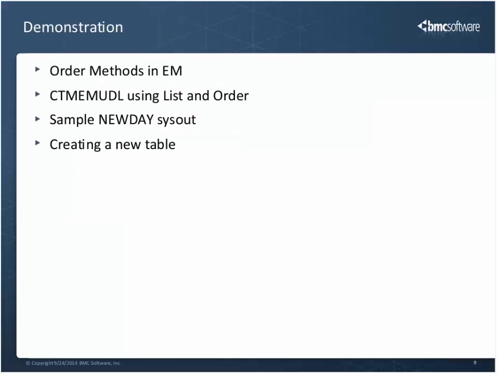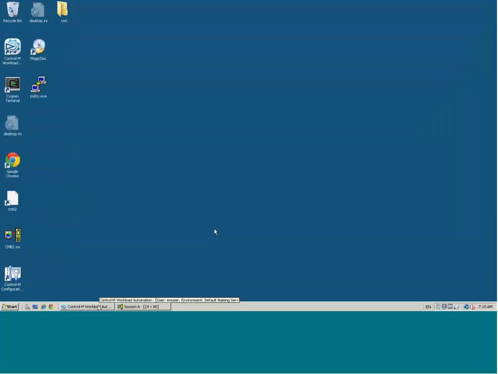Okay, we're just going to move on to the demonstration now, where I'll be showing you firstly the order methods in Enterprise Manager. We'll then look at the CTMEMUDL utility using the list and order that we've just seen. We'll see some sample Newday sysouts so you can see what happens there when the job is set to automatic. And also we'll be creating a new table to show you some of the defaults that get set at that time. If you just give me a minute and I'll share my desktop and we'll switch over to the Enterprise Manager.